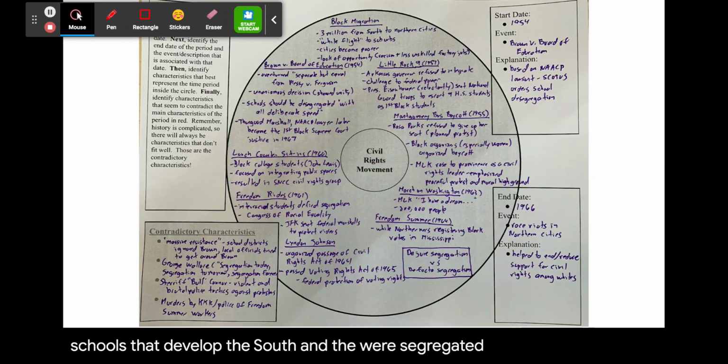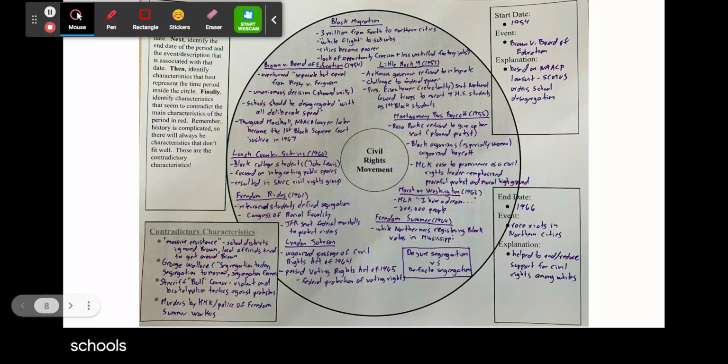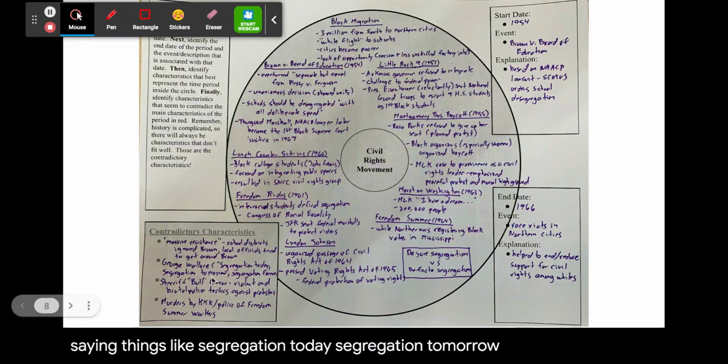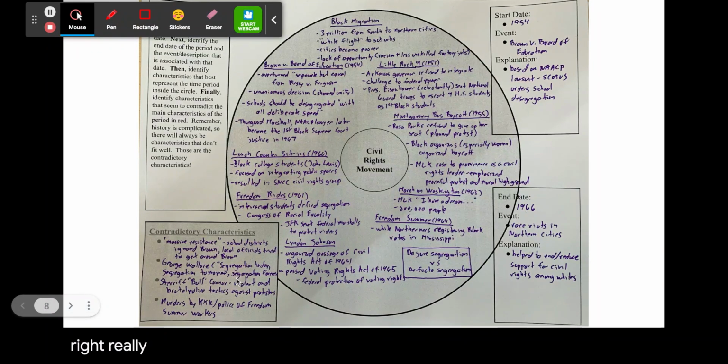and were essentially segregated schools. You have people like George Wallace, the governor of Alabama, saying things like segregation today, segregation tomorrow, segregation forever, right? Really emphasizing their desire to maintain a segregated society.